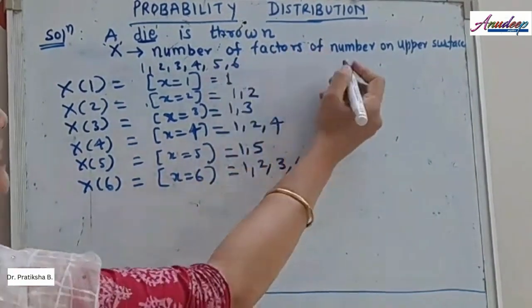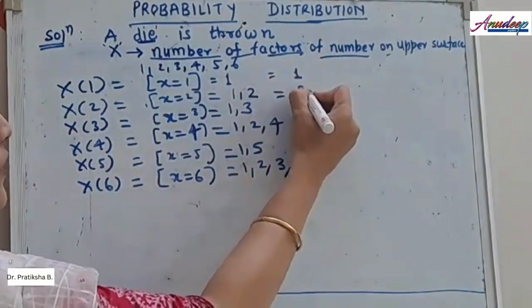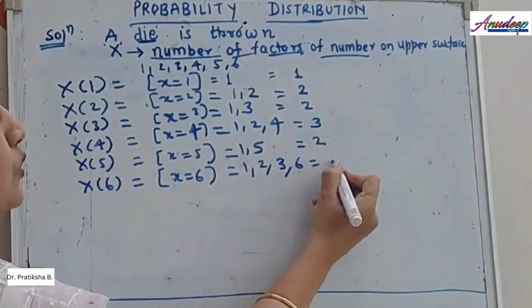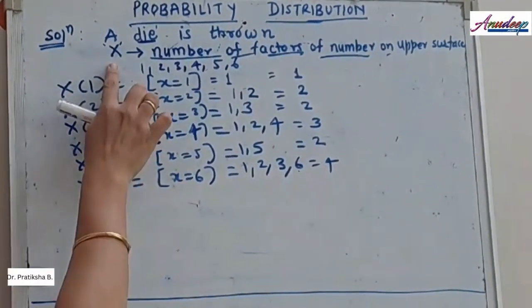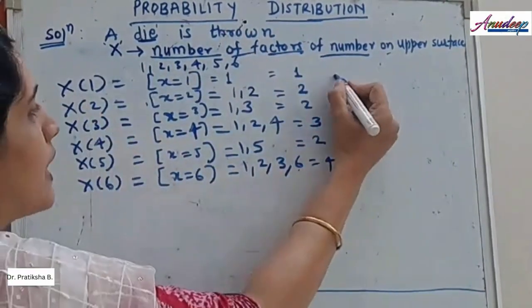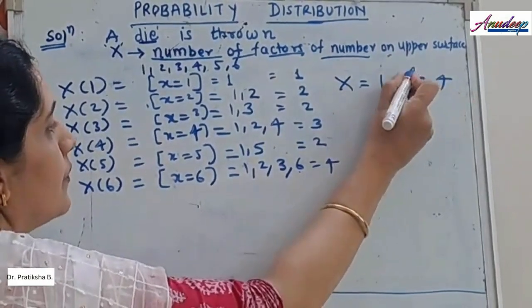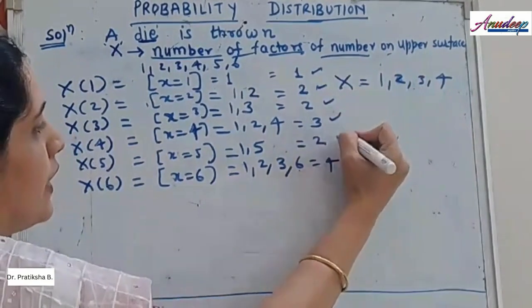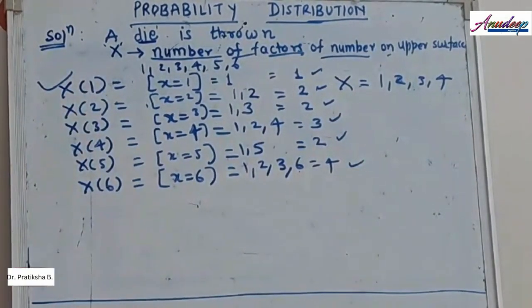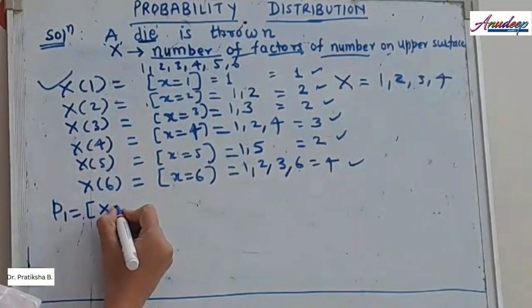Right? So how many factors? The number of factors here is 1, 2, 2, 3, 2 and 4. Now, what is X denoting? The number of factors of the number on the upper surface. So this capital X is taking the values 1, 2, 3 and 4. These are the values taken by the random variable X. And now for this we want to estimate the probability. So probability 1 is when X is taking the value 1.